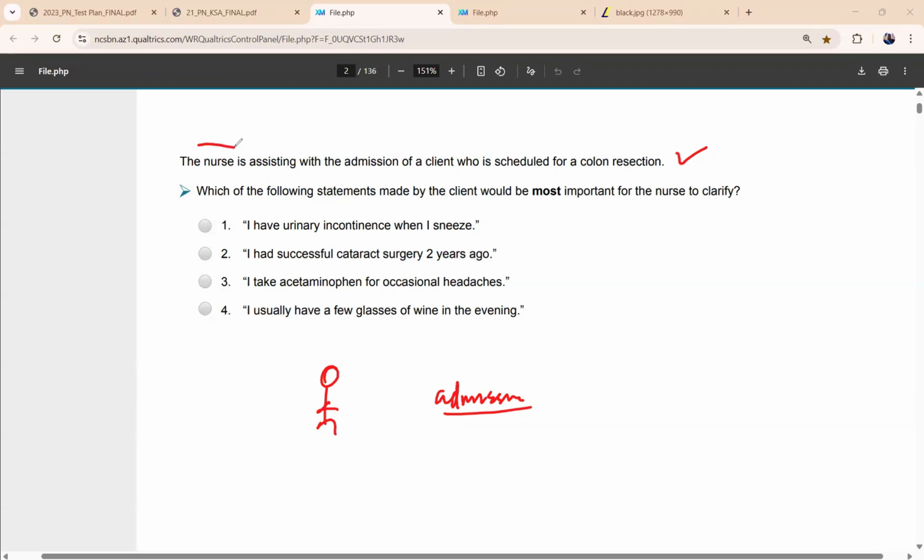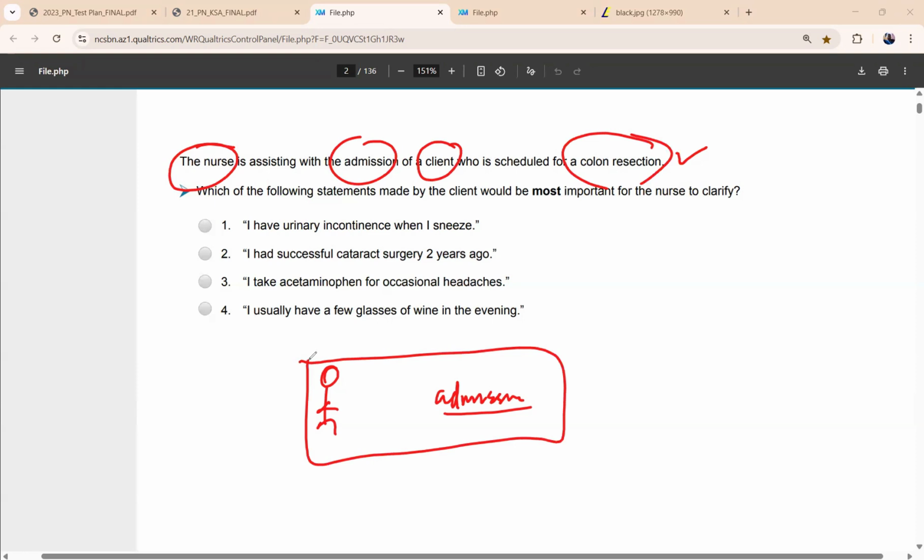Here we have the nurse. The task, or the phase, is during admission. We also have the client, and we have what they are doing. So if you are anything like me, immediately I'm thinking, okay, yes, I'm the nurse here. I'm the one doing the assisting. What I'm doing is related to admission. So I'm going to lock this in as my own thing. A client who is scheduled for colon resection.